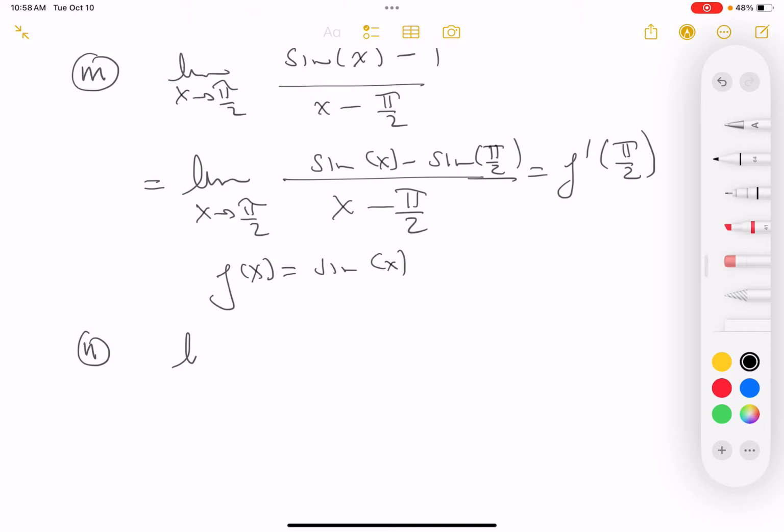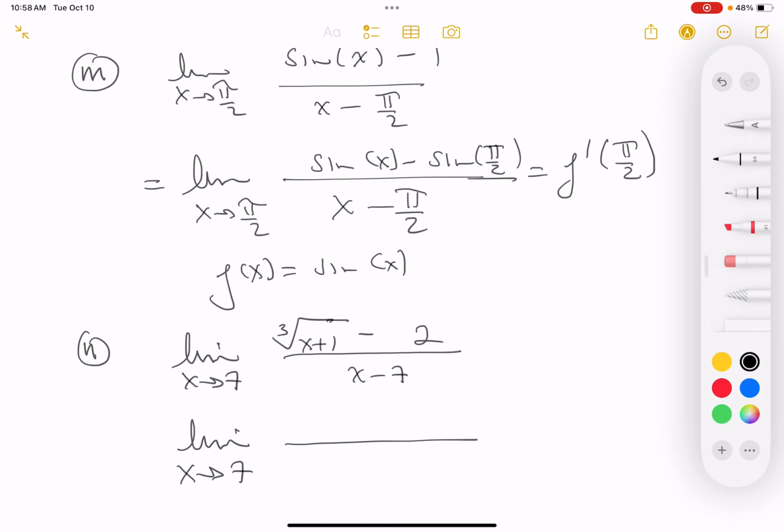And that's going to be the limit as x goes to 7. On the bottom you get x minus 7, and on top you get the cube root of x plus 1 minus 2. So I'm looking at this thing and I'm wondering, can I write this in a different way so it looks more familiar to me? I think so.